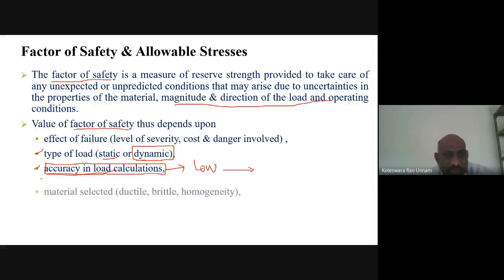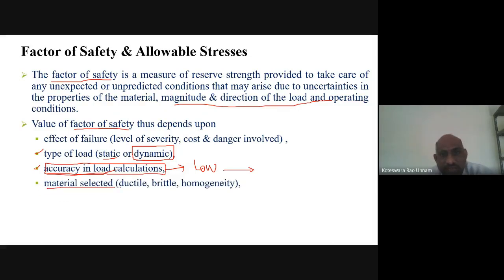Then material selected. Depending upon the type of material selected for the design, the factor of safety will again depend. Suppose a ductile material is used. This ductile material will give some warning before failure, so yielding will take place. That yielding is nothing but an indication of failure; it will signal the engineer that the component is going to fail. Whereas if you take a brittle material, it won't give you any signal.